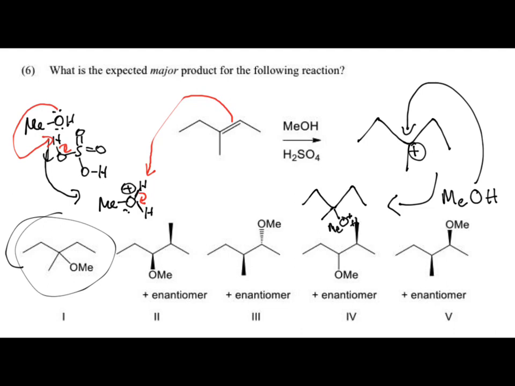The last thing is just you deprotonate. You get rid of the H, and so you get that one that I circled, number 1. What would deprotonate it? Another MeOH? Another MeOH, or that HSO4 minus? Yeah. Okay.